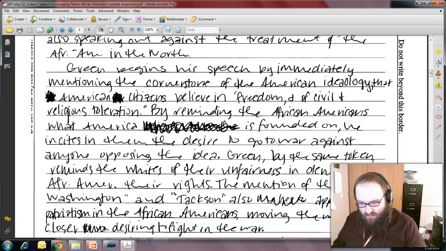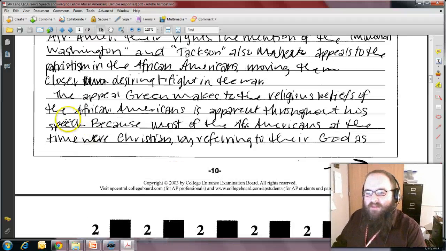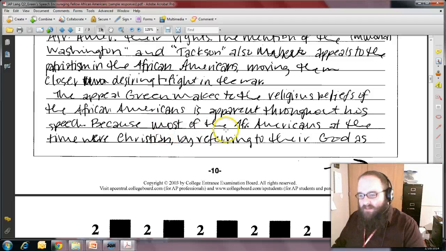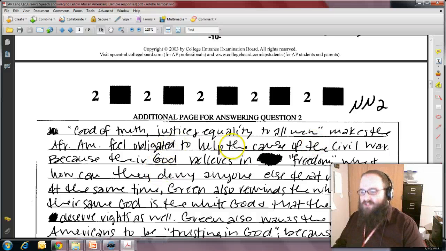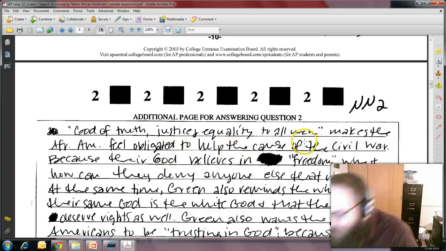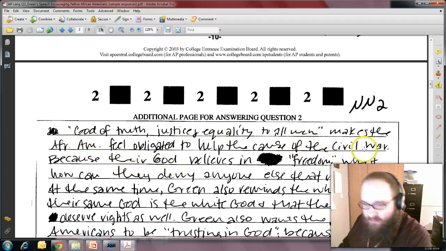closer to desiring to fight in the war. The appeal Greene makes to the religious beliefs of the African Americans is apparent throughout his speech, because most of the African Americans at the time were Christian. By referring to their God as the God of truth, justice, and equality to all, he makes the African Americans feel obligated to help the cause of the Civil War.